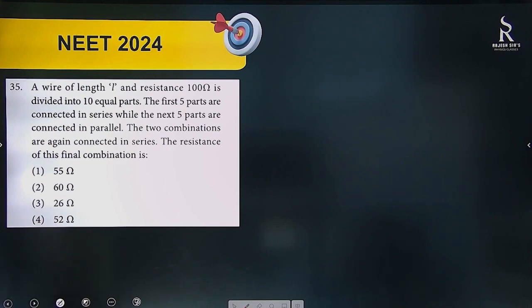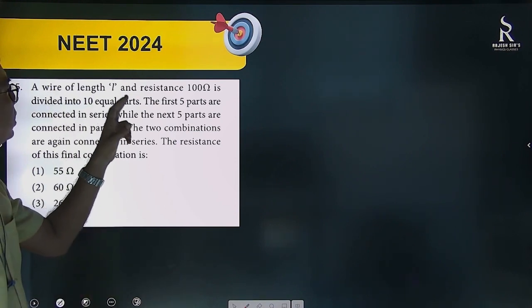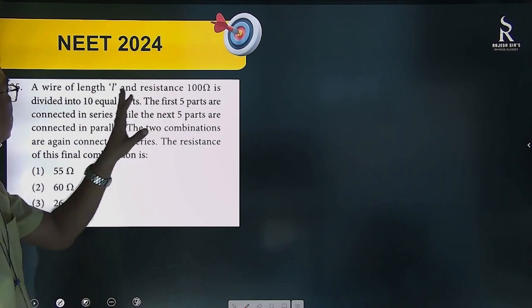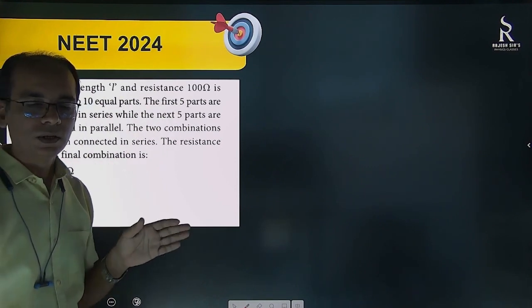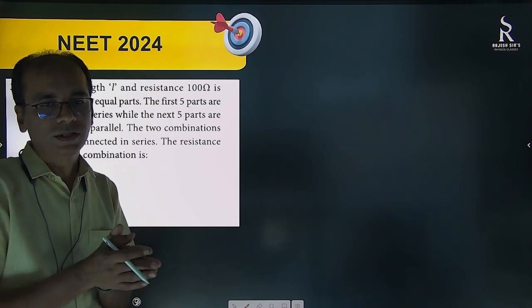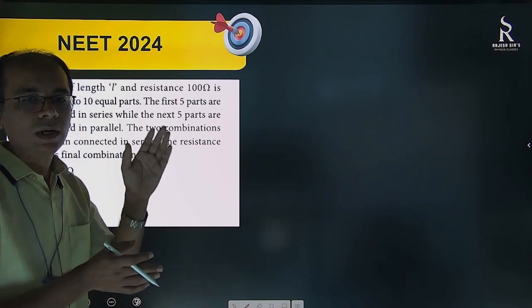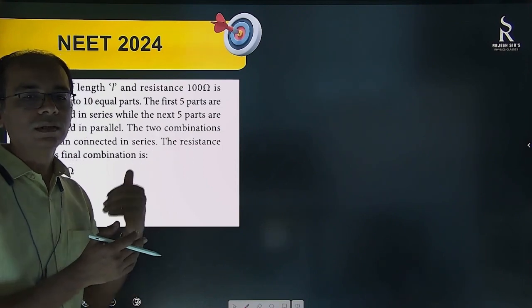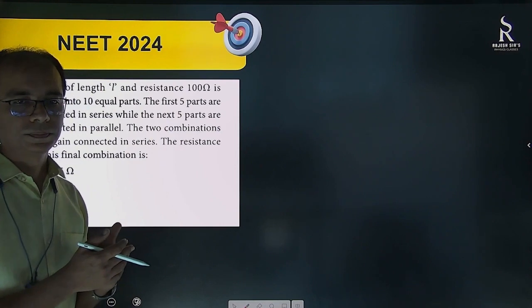A wire of length L and resistance 100 ohm is divided into 10 equal parts. The first 5 parts are connected in series while the next 5 parts are connected in parallel. The two combinations are again connected in series. Find the resistance of this final combination. So the wire is divided into 10 equal parts, so length of each will become L by 10 and resistance of each will become 10.